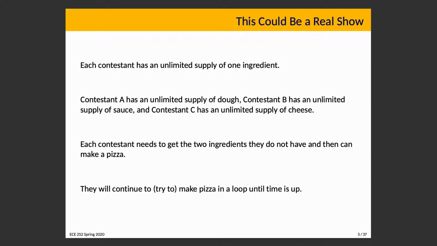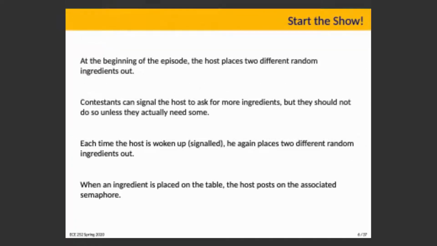They will try to make pizza in a loop until time is up, and accordingly, when they have those ingredients, they can make the pizza, put it in the oven, and get started on the next one once they have the ingredients that they need. So that describes contestant behavior. So if you're contestant A, you just need to get these other 2 ingredients, and you're ready to go.